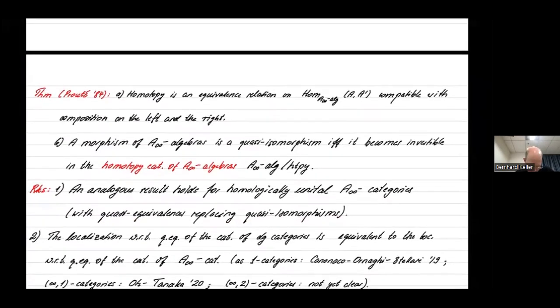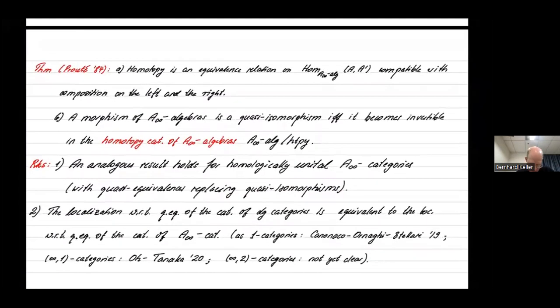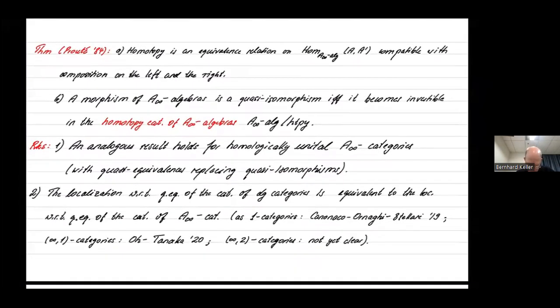And one can show that if we take the category of DG categories and localize with respect to quasi-equivalences, it is equivalent to the localization with respect to quasi-equivalences of the category of A-infinity categories, and also therefore to the homotopy category, yes, to the category modulo homotopy of A-infinity categories.